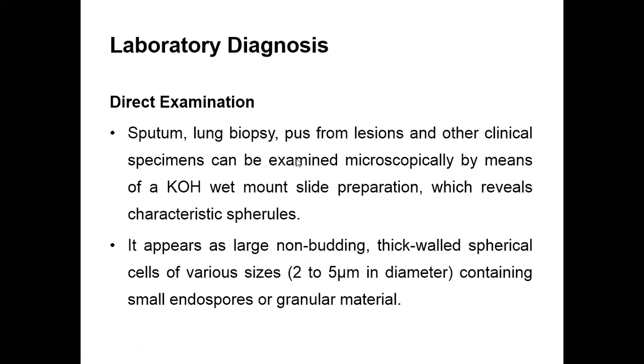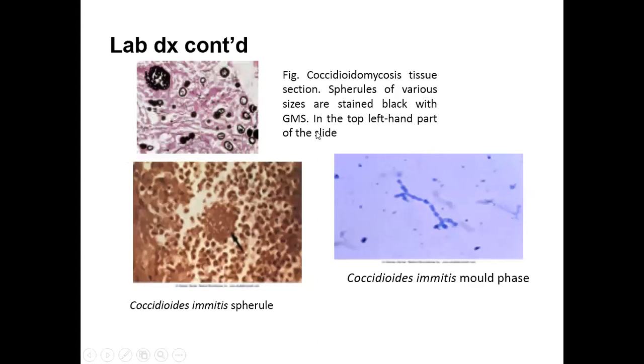So with respect to the probable size, shape, morphology, and colony characteristics of the fungus, it is usually non-budding and thick walled. It usually varies from 2 to 5 micrometers in diameter, and it contains small endospores as well as granular material, right? So mostly it has small granules and small endospores. Okay, this is how it looks.